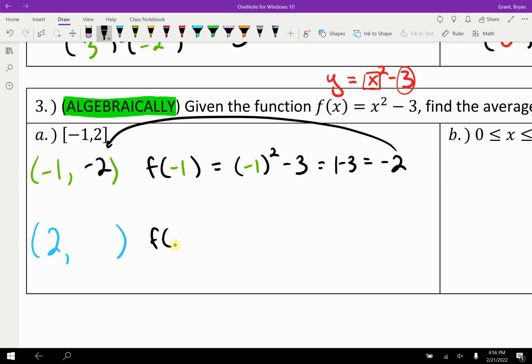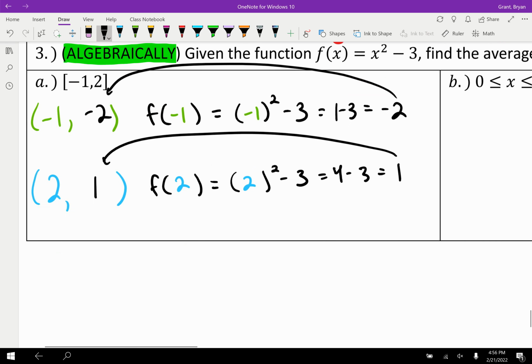Let's try one more. If we want to turn 2 into a y value, not negative 2, 2, then we find f of 2. 2 squared is 4, and 4 minus 3 is 1.